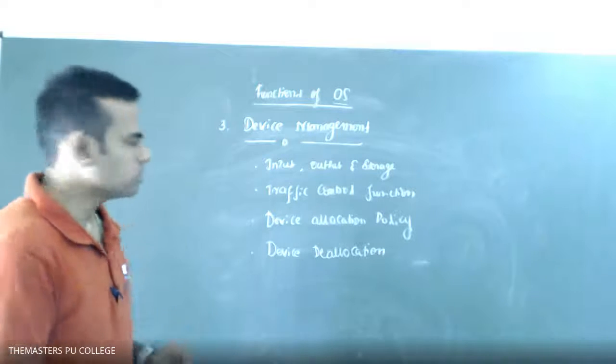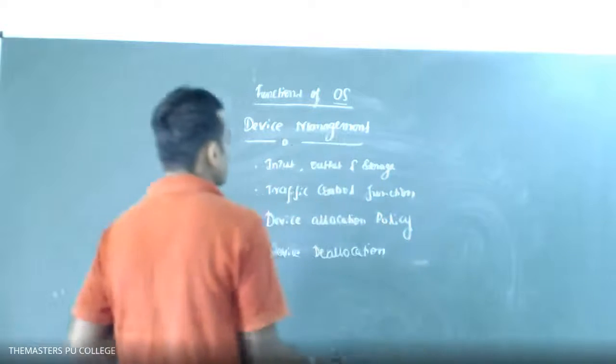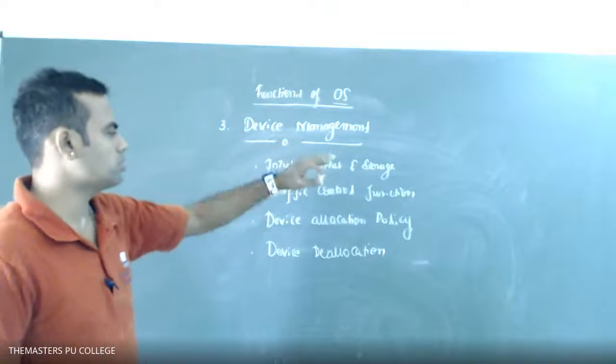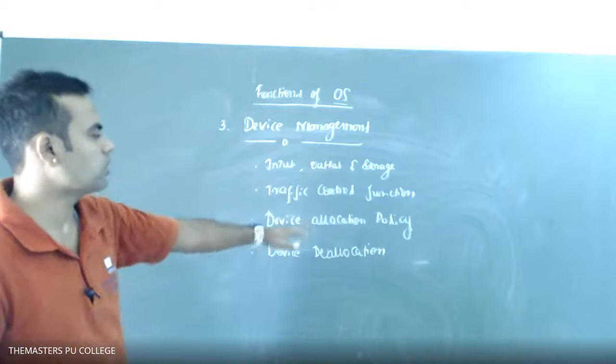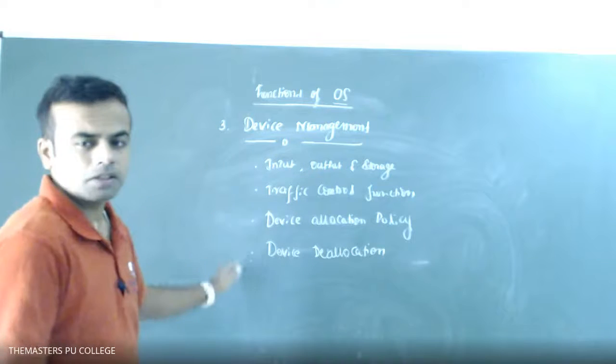And then finally, the last one is information management. The device management includes input, output, connecting the input, output, and storage devices, and traffic control function, and then device allocation policy, and then device deallocation policy. Okay, is that clear?